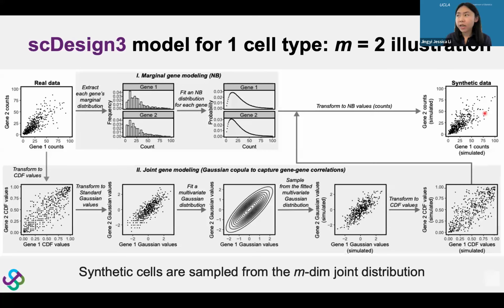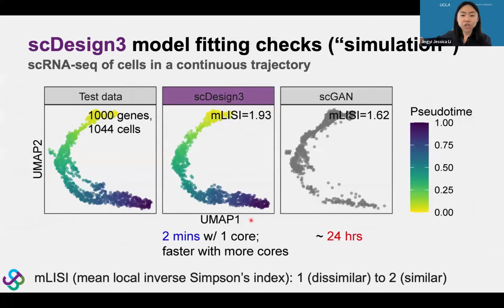And the fitted distribution here is basically a two-dimensional negative binomial distribution with the correlation structure specified by Gaussian copula. And we only consider second-order interactions of the features. So in our SCD-3 paper, we also have other options, right? Like I mentioned, we can generate cells in a continuous trajectory. And here we're trying to show that compared to an existing single cell deep learning model for generation using the GAN idea, we can actually do even better for mimicking the real cells.